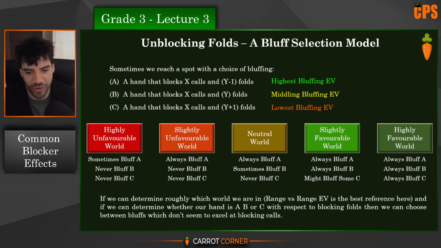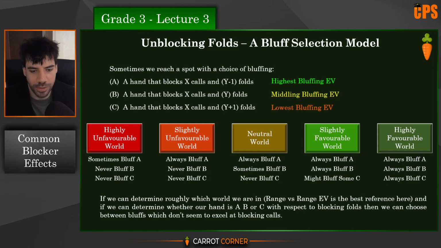If we can determine roughly which world we're in, range versus range, and in your solver, you can always look at range versus range EV, which is a very good guide. If you see, for example, that the out of position player is entitled to 68% of the pot in the solver, it will mean that that player is in a highly favourable world and will want to bluff every single combo, regardless of X factor and Y factor, regardless of all removal properties.